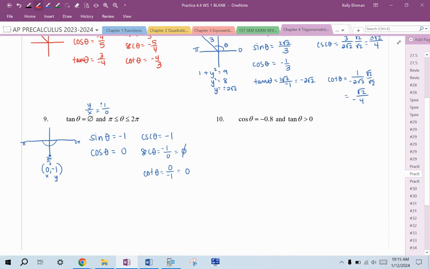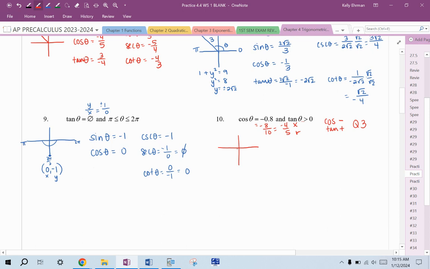Okay, for this one, cosine's given as a decimal. We don't like that. I'd rather have a fraction, but remember, you can make this negative 8/10 and reduce that to negative 4/5. So not that big of a deal. And that shows me that this is x over r. And I know which quadrant I'm in because cosine is negative, and this says tangent is positive. So I should be in quadrant 3.